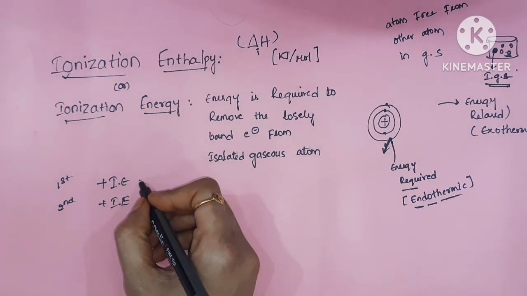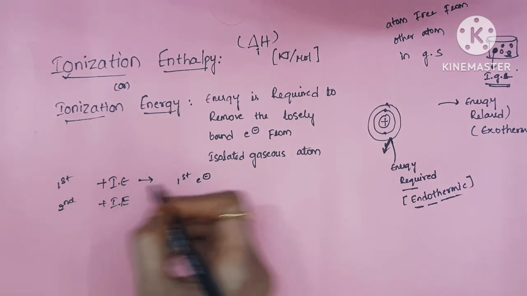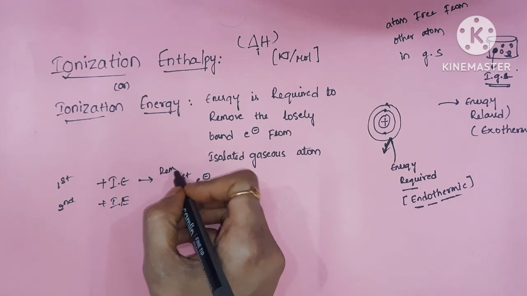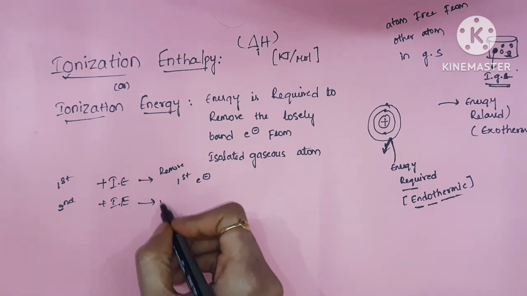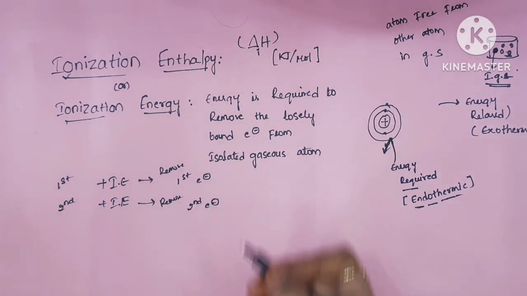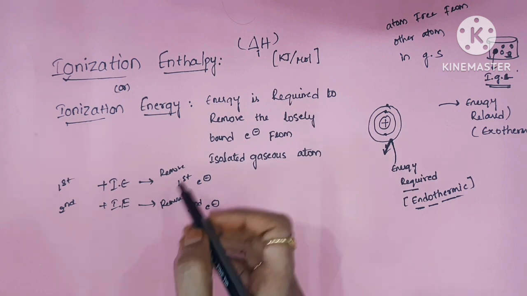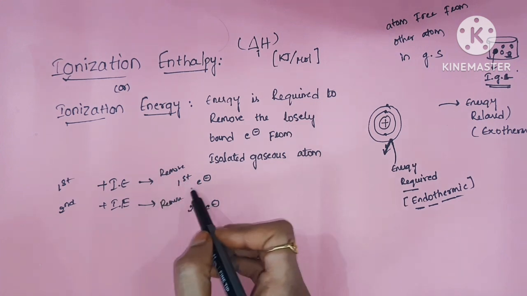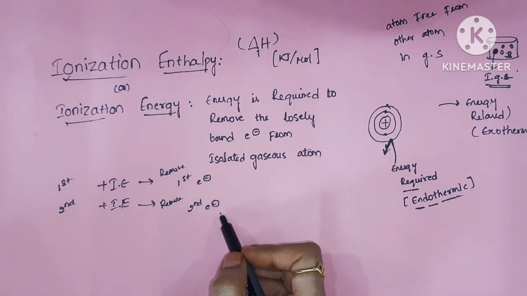First ionization energy means the energy required to remove the first electron. And the energy required to remove the second electron is the second ionization energy. You have to observe clearly. Here energy is required to remove the first electron, and here energy is required to remove the second electron.